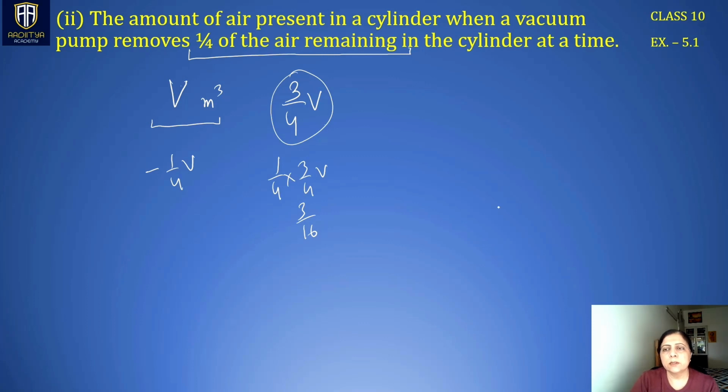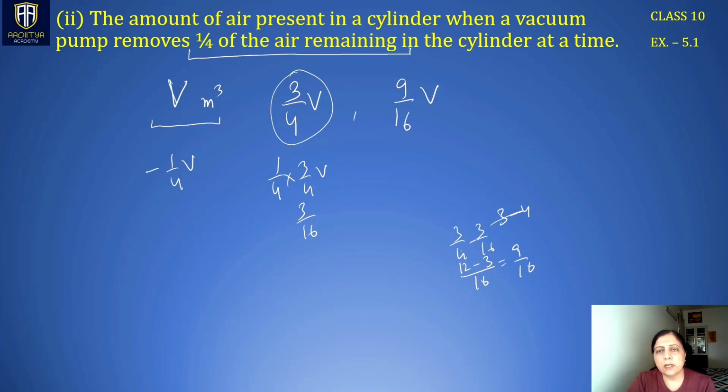So that means 3/4 minus 3/16. So we have 4 4s are 16, 4 3s are 12. This is 9/16. This is 9/16 V.